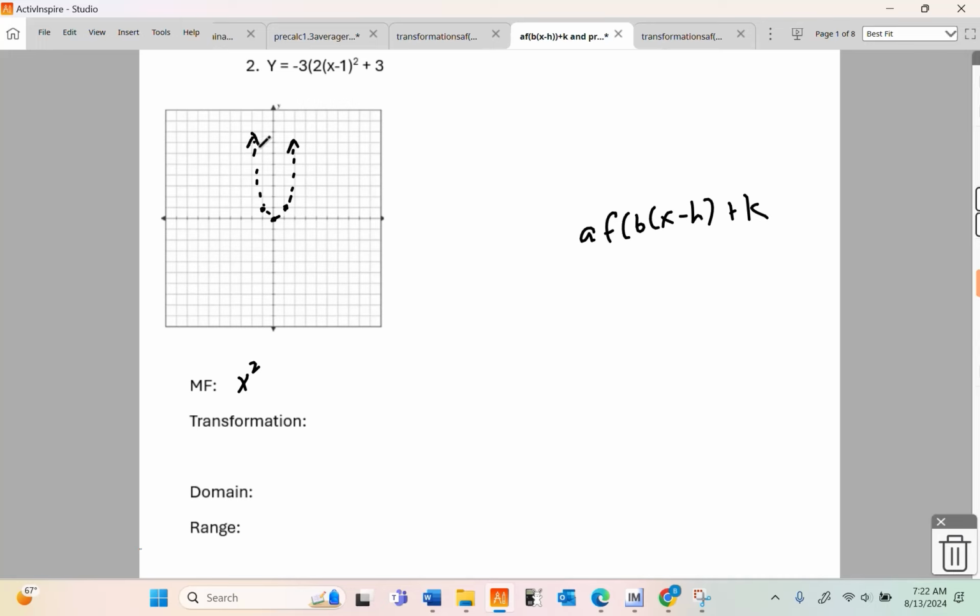Now there's lots of transformations. This negative symbol is going to be a vertical reflection. The 3 is a scale factor. It increases the vertical scale by 3. So, vertical scale of 3. Then we have this 2. The 2 is on the inside, and B is going to be your horizontal compression or stretch.